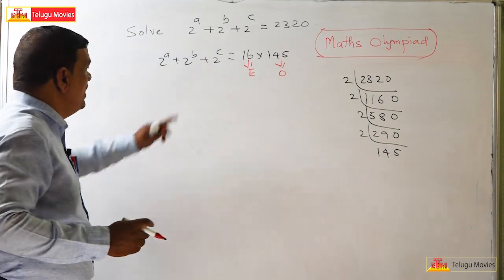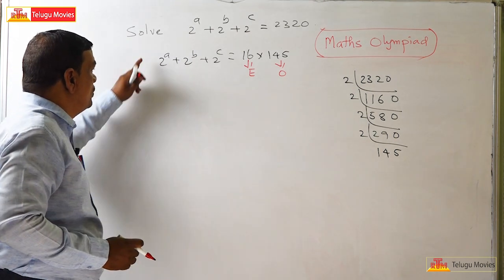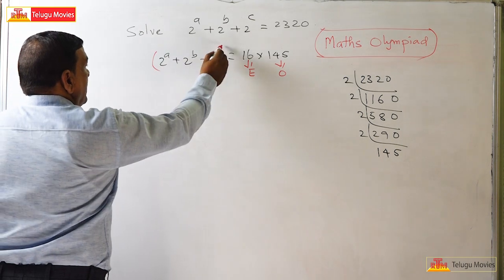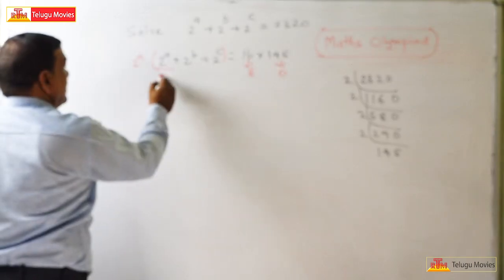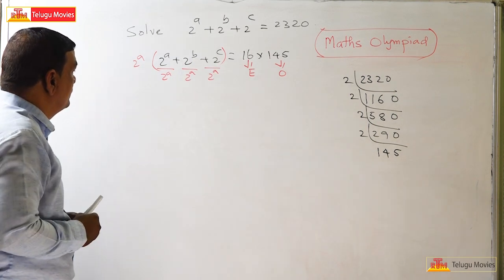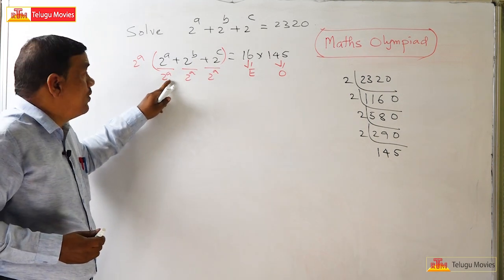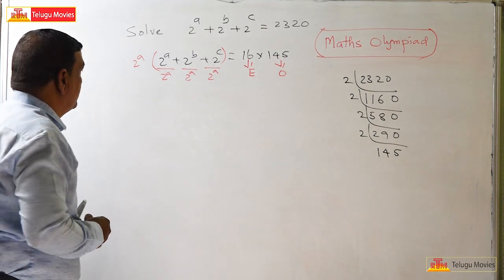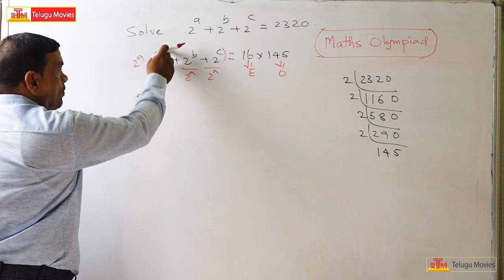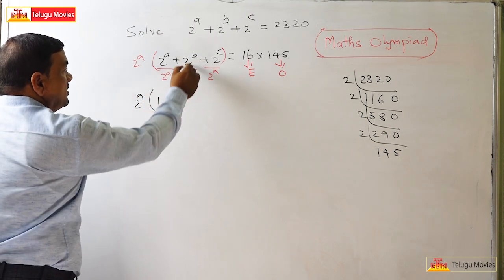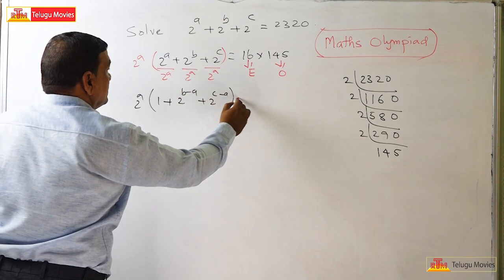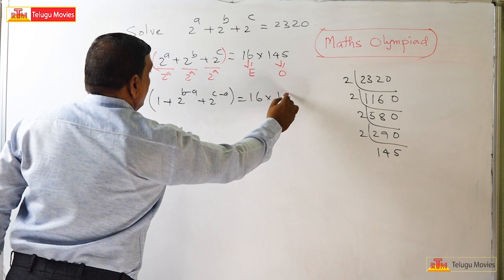Okay. Here what you will do now, multiply and divide the equation with 2 power a. Here 2 power a by 2 power a is 1. Can I do it? Multiply and divide with the 2 power a. So now this is equal to 2 power a into (1 plus 2 power b minus a plus 2 power c minus a) is equal to 16 into 145.